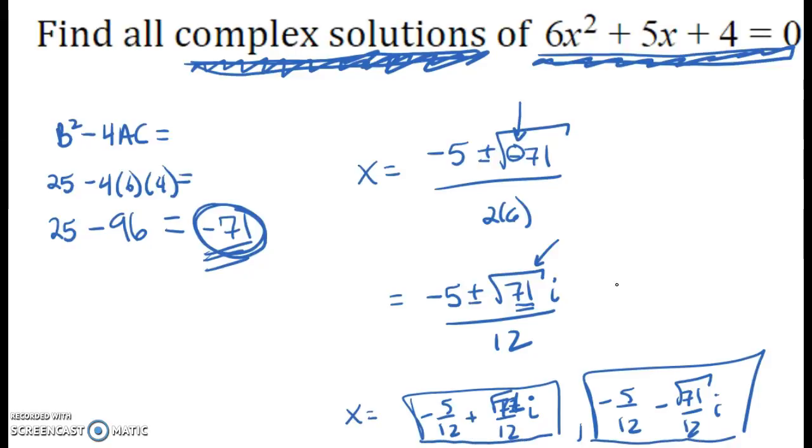Or I guess it might accept as well, less typing, negative 5 plus root 71i all over 12. Make sure that i is not under the square root. Negative 5 minus root 71i all over 12. Either way is going to be good.